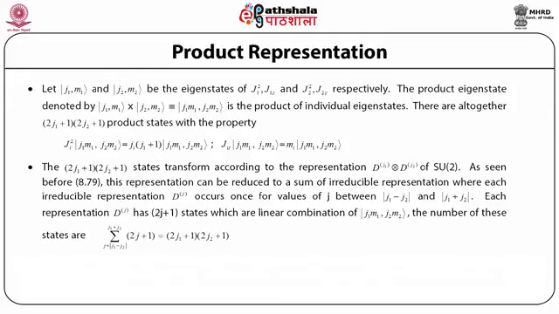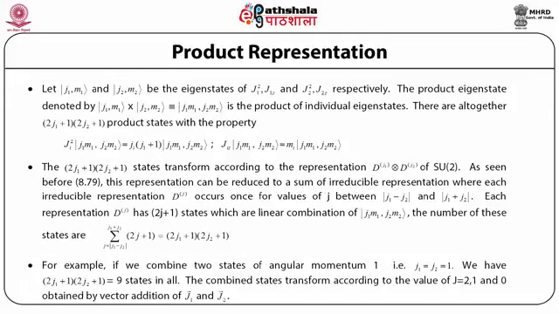For example, consider two states of angular momentum 1. So for these two states of angular momentum 1, we want to now get a product of these. So how many states? Let us see. We have states of angular momentum 1. That means j1 is equal to 1, j2 is equal to 1.